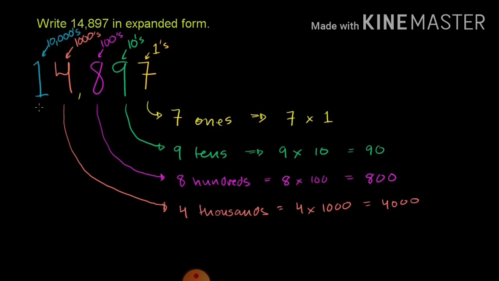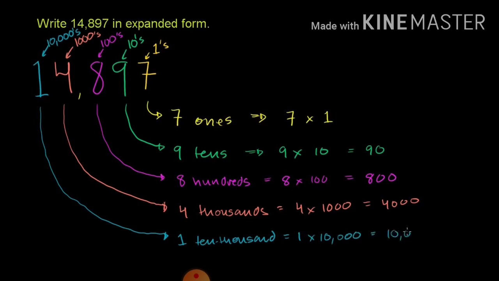And then finally we have this 1, which is sitting in the 10,000s place. So it literally represents 1 10,000. You could imagine if these were poker chips, that would represent one blue poker chip, and each blue poker chip represents 10,000. I don't know if that helps you or not. And 1 10,000 is the same thing as 1 times 10,000, which is 10,000.